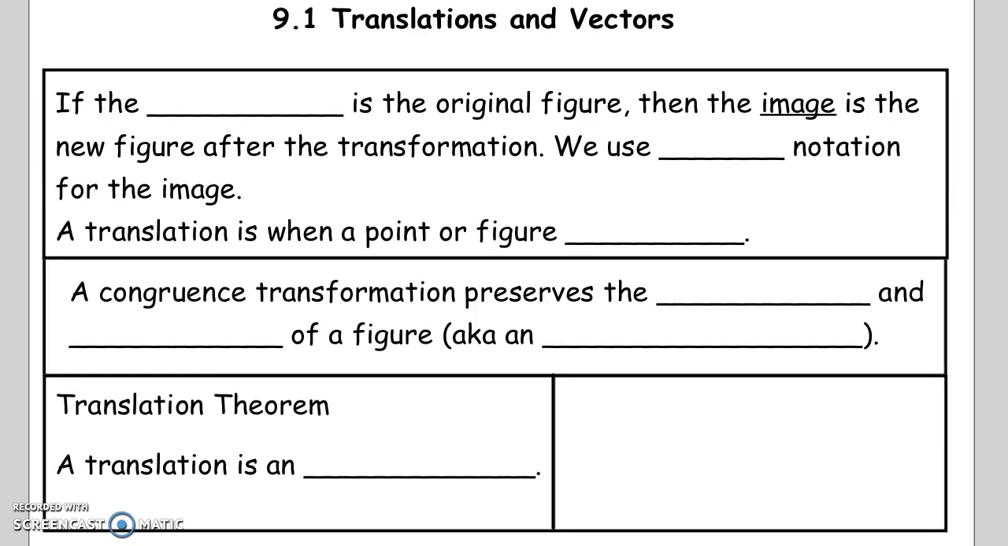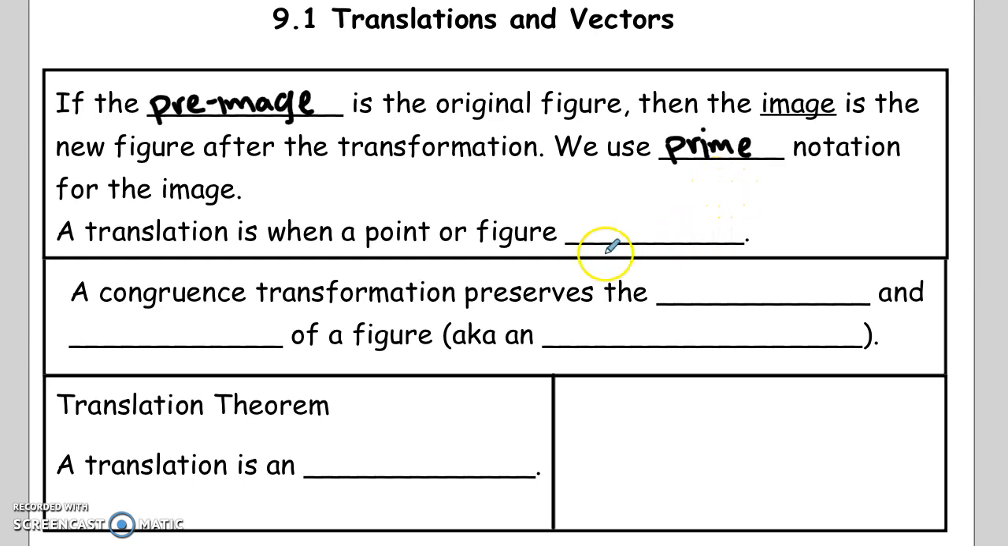So when we take a figure and we decide to do a transformation on it, there's two key words here. When you have an original figure, we call that the pre-image. So if the pre-image is the original figure, then the image is the new figure after the transformation. When we name the image, we use prime notation, and I will discuss more what that looks like in a moment when we actually do a transformation.